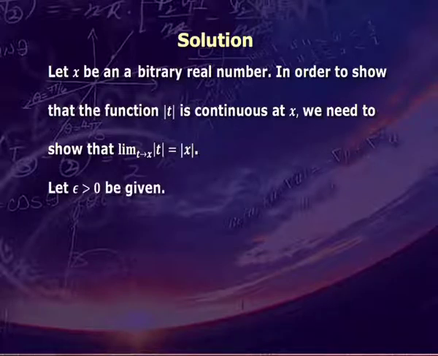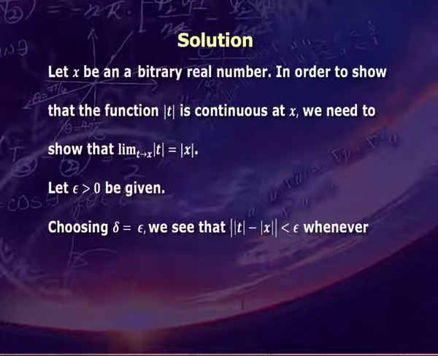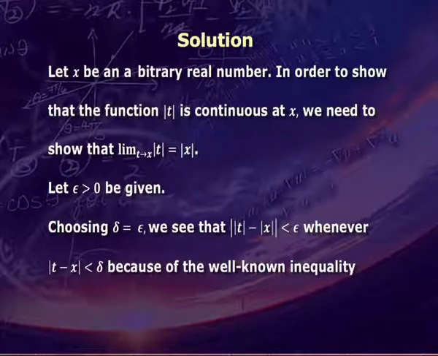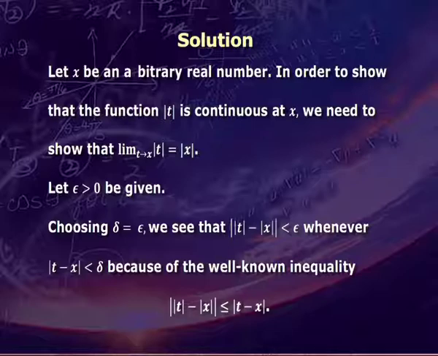Let epsilon greater than 0 be given. Choosing delta equal to epsilon, we see that the modulus value of mod t minus mod x is less than epsilon whenever mod t minus x is less than delta. Because of the well known inequality, the modulus value of mod t minus mod x is less than or equal to the modulus value of t minus x.